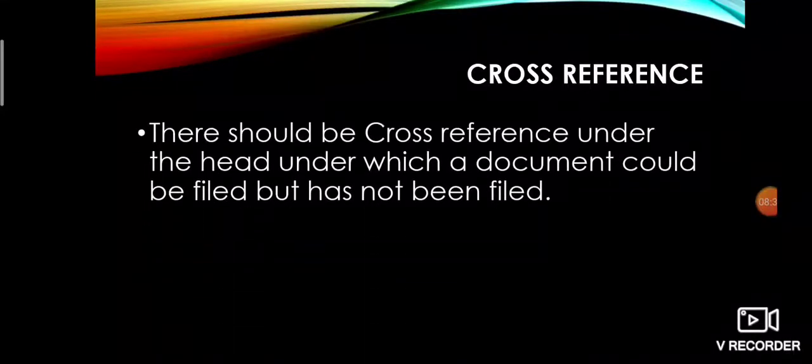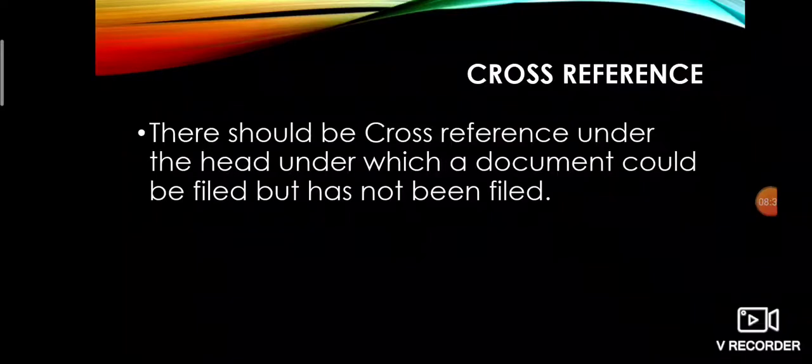The seventh essential is the cross-reference. There should be a cross-reference under the head under which a document could be filed but has not been filed. So it should be accessible. It could be used for cross-referencing and all.